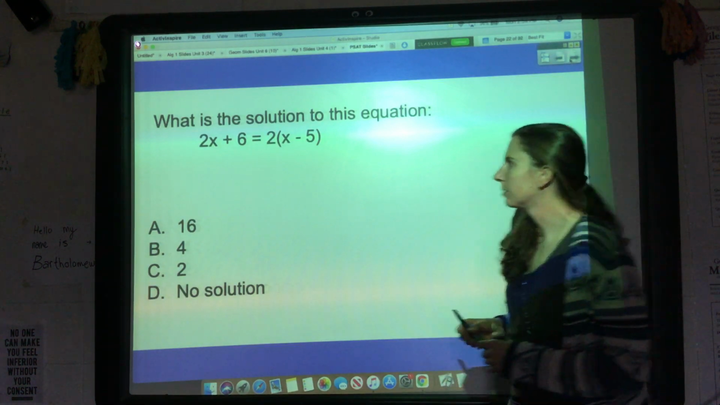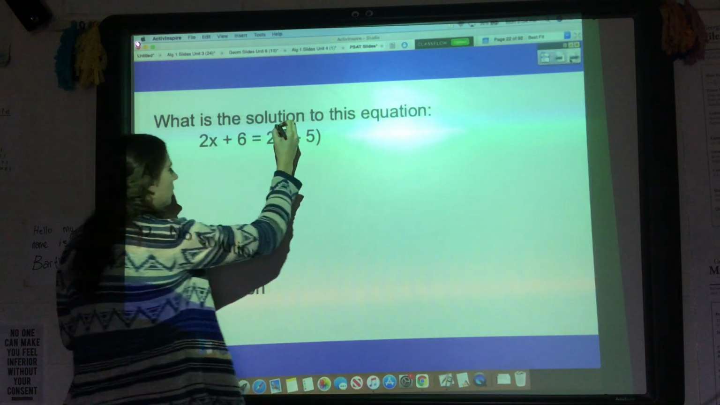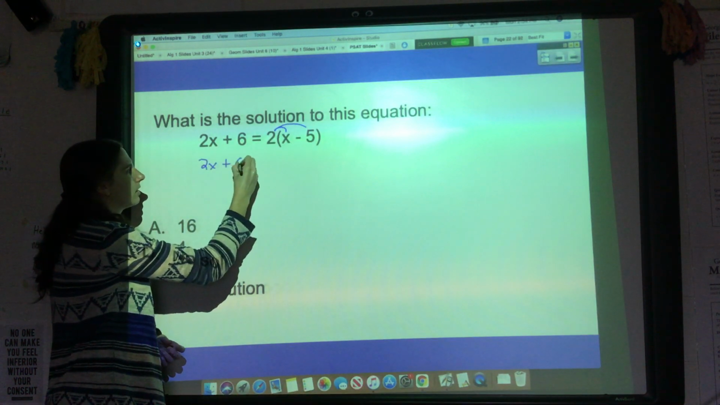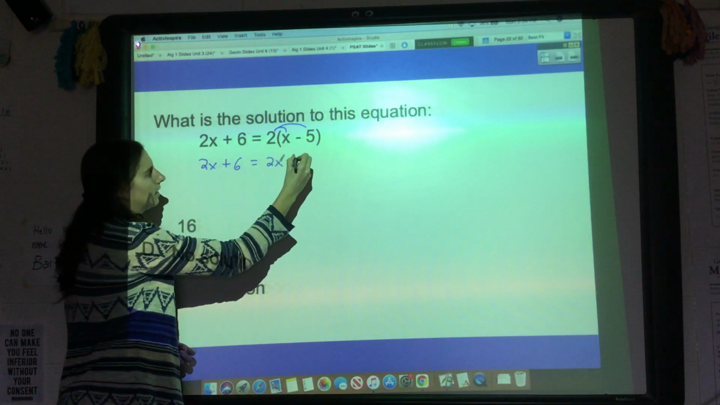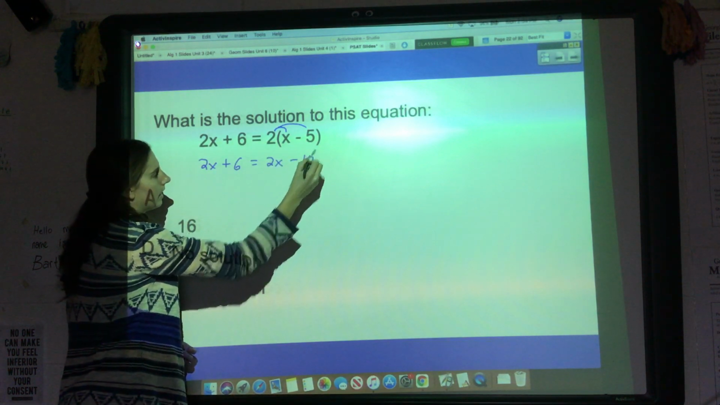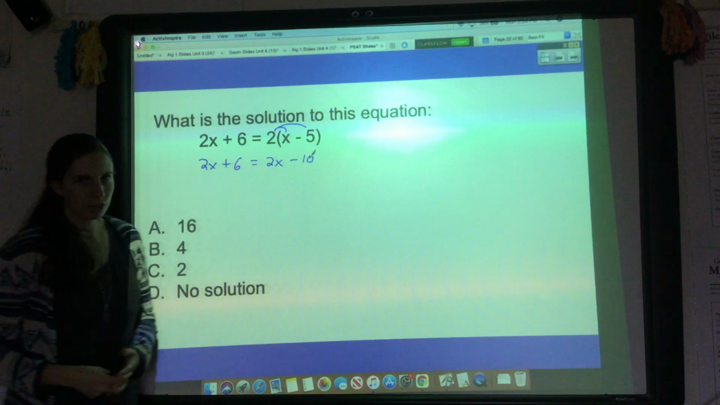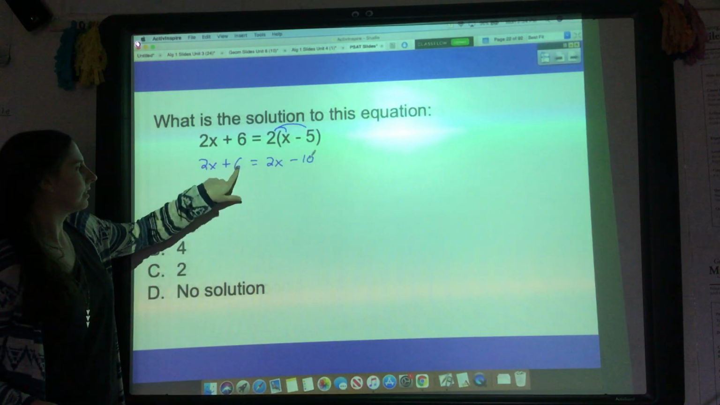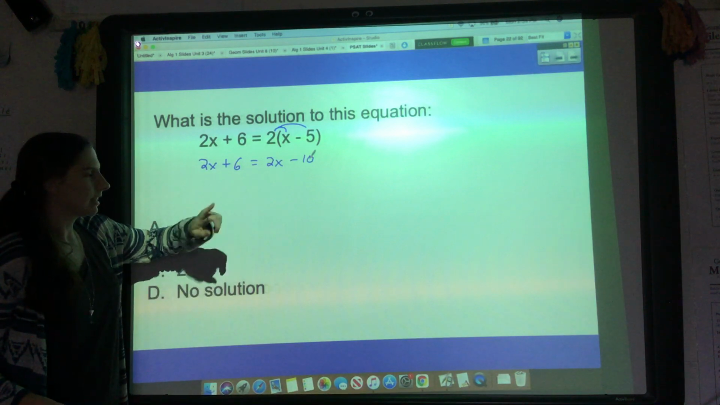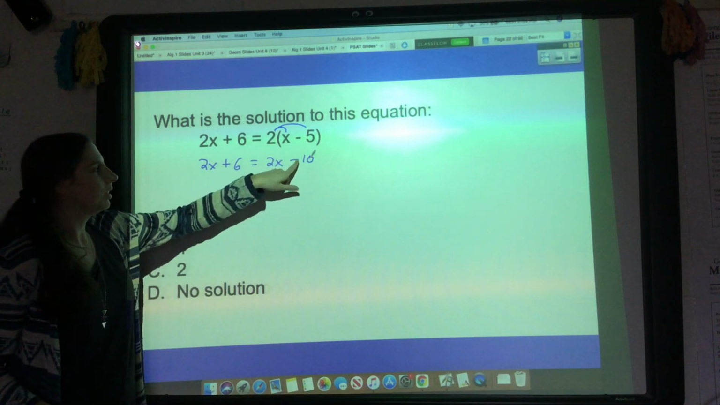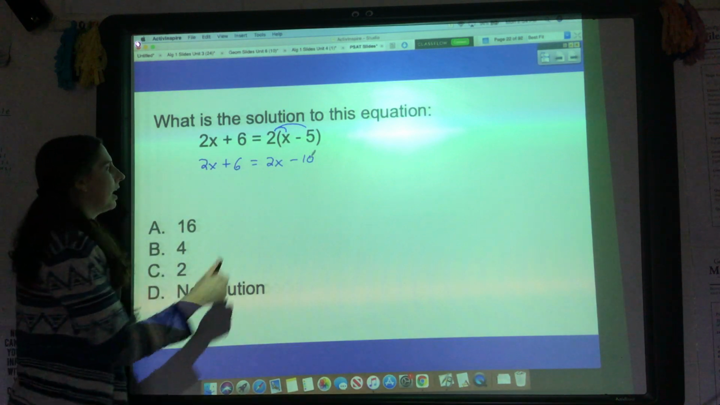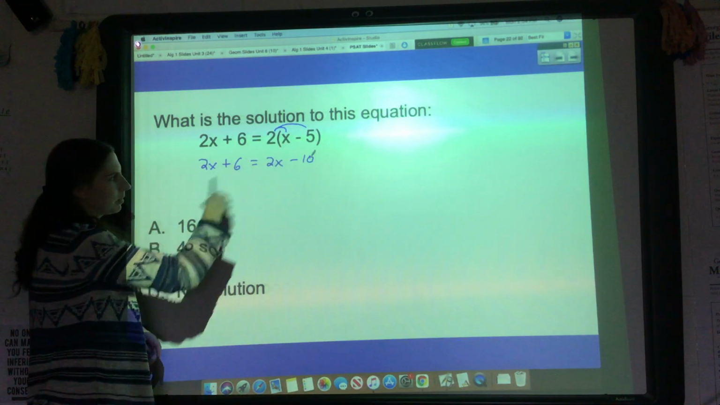Let's work through this. First thing I'm going to do is distribute the 2. So we get 2x plus 6 equals 2x minus 10. First of all, just think through this. Could you multiply a number by 2 and then add 6, and then get the same thing as if you multiplied the number by 2 and then subtracted 10? It's just not possible.